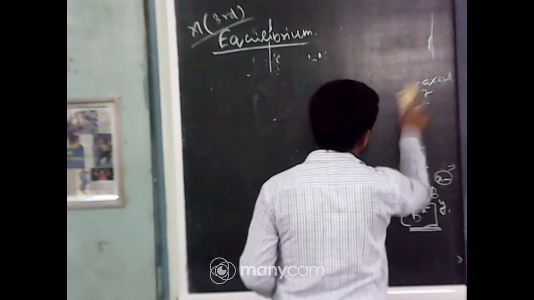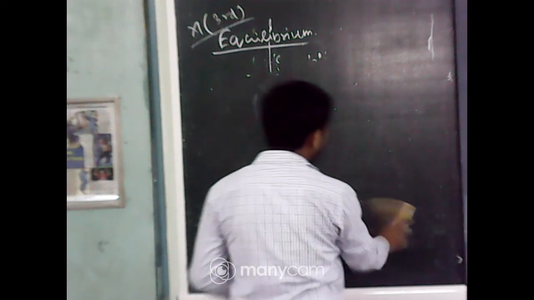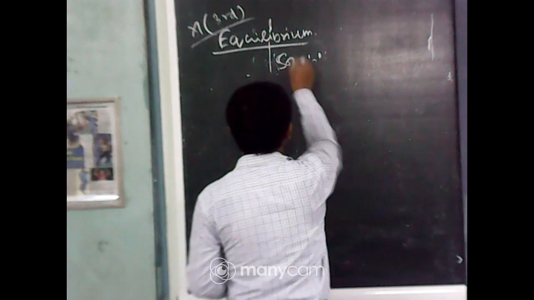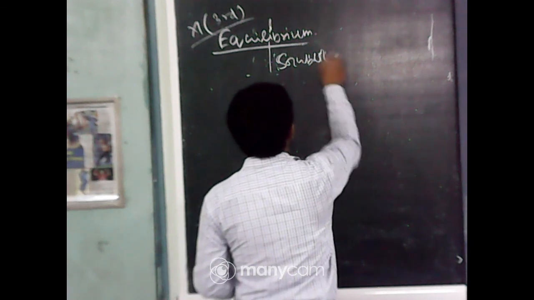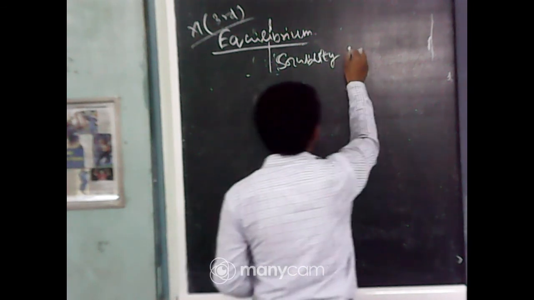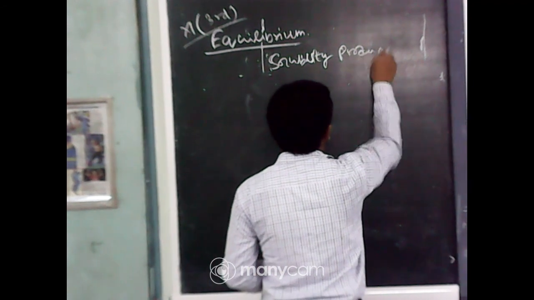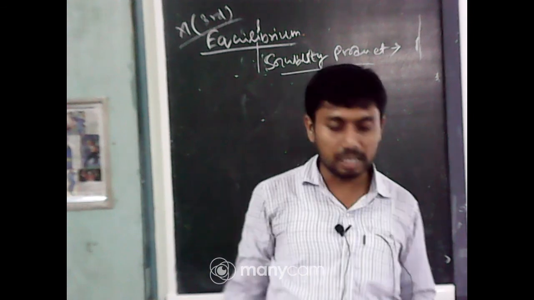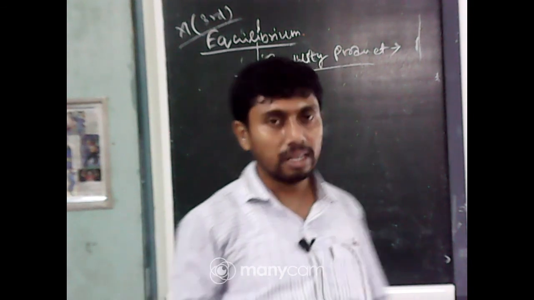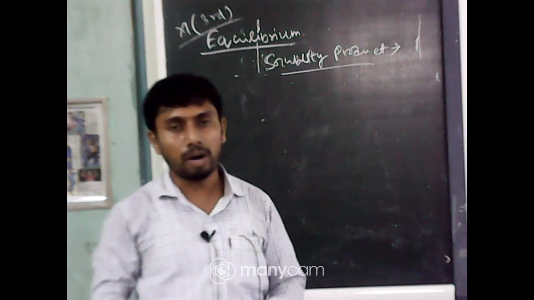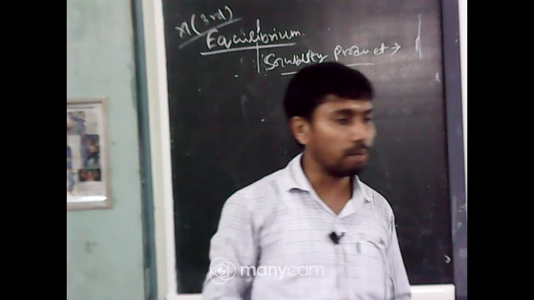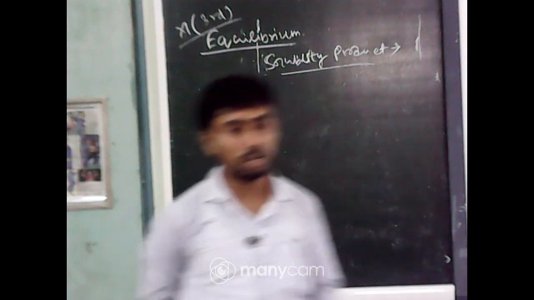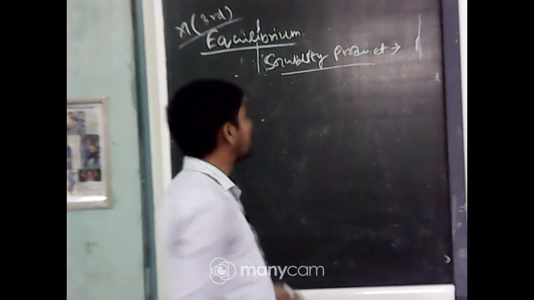So, it will be easier if we go with an example. Now, before that, the solubility product is for sparingly soluble salt. What is a sparingly soluble salt? The definition is that a negligible amount of salt can be dissolved in any medium or any solvent. That is negligible amount. What is the range?